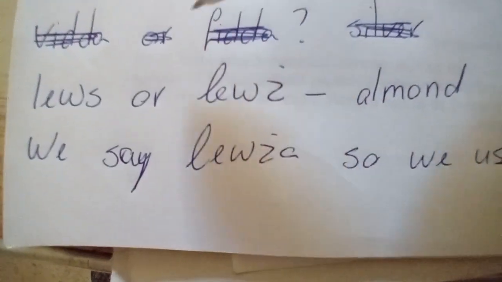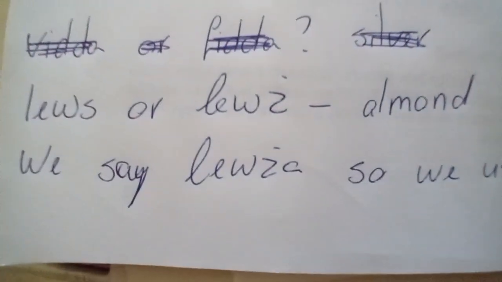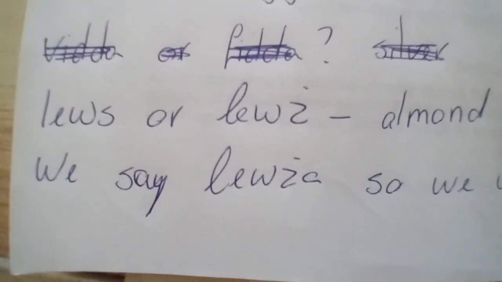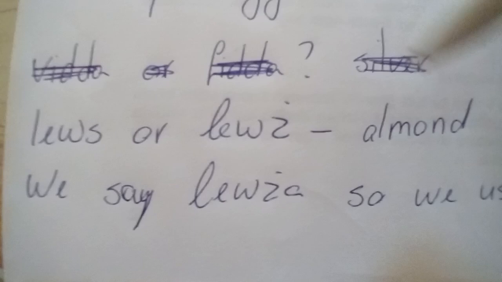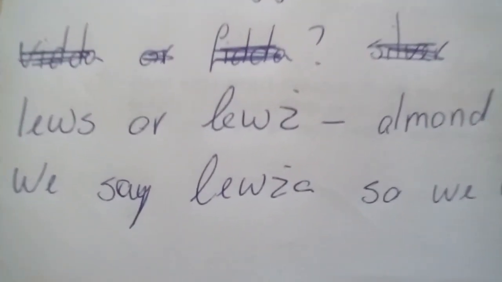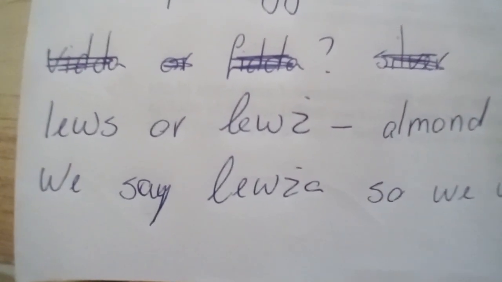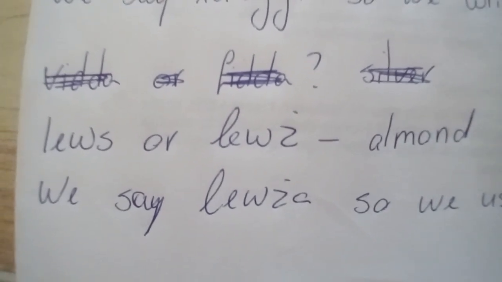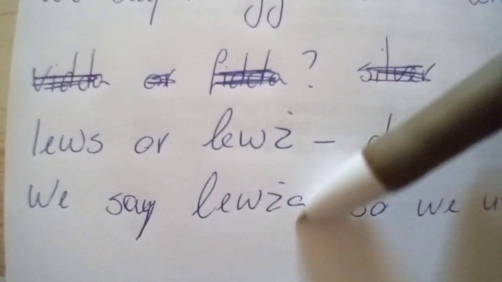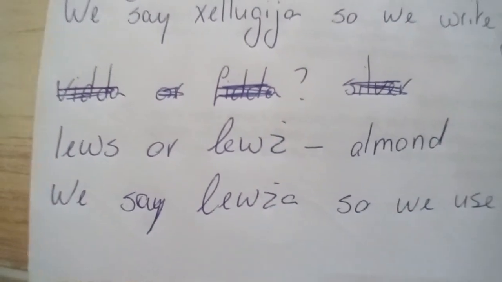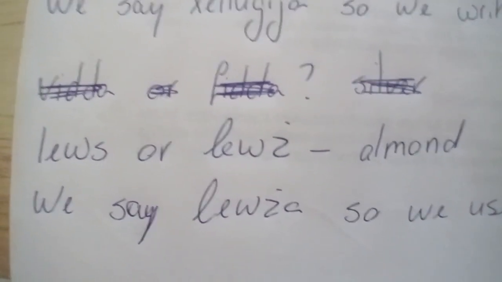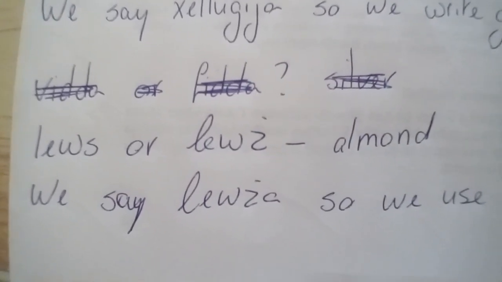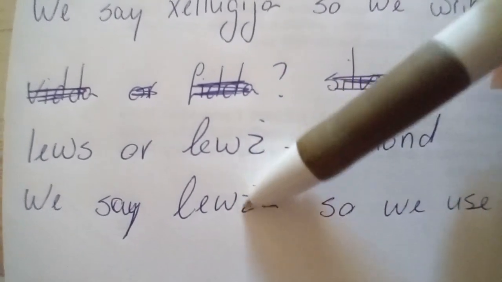Here we have leus, leus. You don't know if it's an S or if it's a Z. Leus means almond. So we turn it to feminine, we say leuza, leuza. So you can hear that it's a Z. We don't say leusa with an S. We say leuza. So you can see that we use the Z.